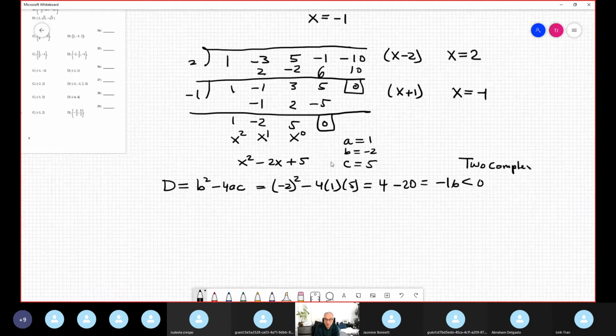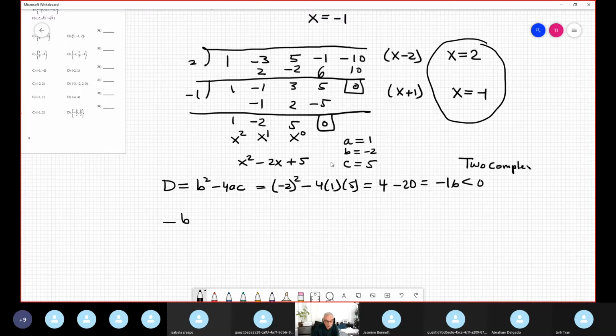So you want to go beyond that. Not exactly the question. The answer of that question is this. Boom, end of the story. 2 and negative 1, and you verify your synthetic division. If you want to go beyond this, we compute the quadratic formula. The quadratic formula is minus b plus and minus the square root of b squared minus 4ac, divided by 2a.